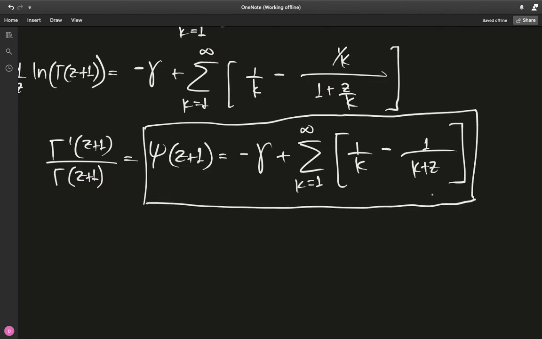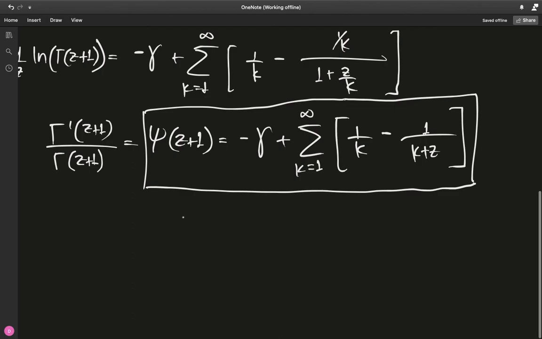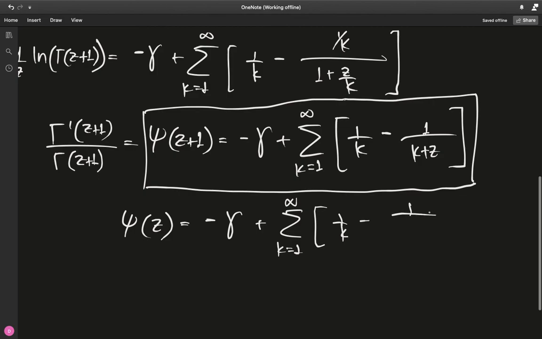And that's exactly what I had used in my very first introduction to gamma digamma video. And many of you at that point were wondering where this formula came from. Well, this is where the formula comes from. And if you want to actually write an expression for digamma of just z, then for all z's you change them to z minus 1s. So we have sum from k equals 1 to infinity of 1 over k minus 1 over k plus z minus 1.